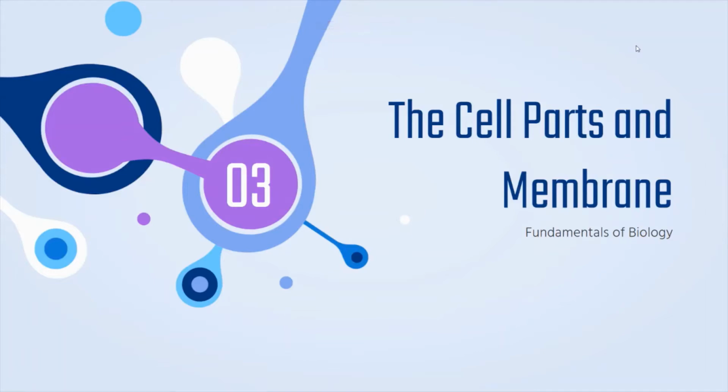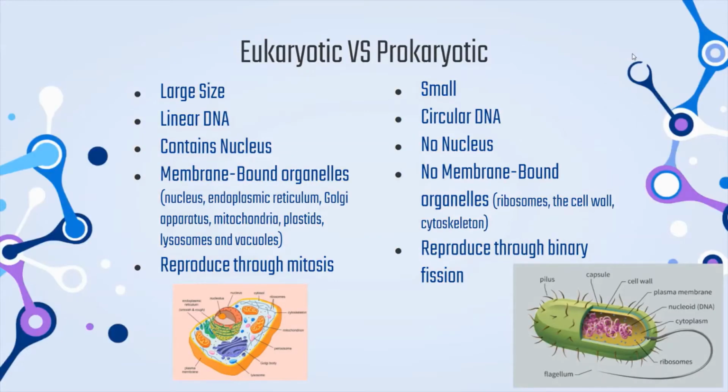Okay, so this is the third video in the fundamentals of biology, and today we will be going over the cell parts and the cell membrane. So let's go over the two basic types of cells. You have the eukaryotic and the prokaryotic.